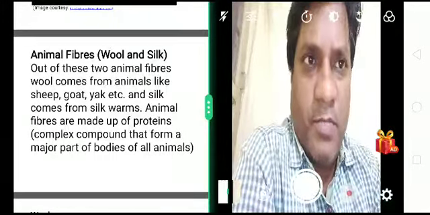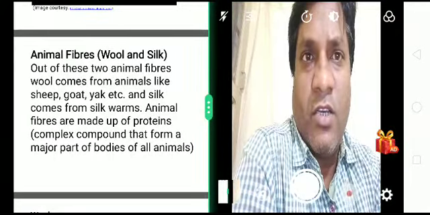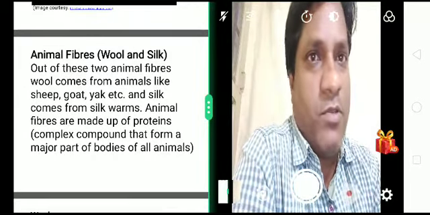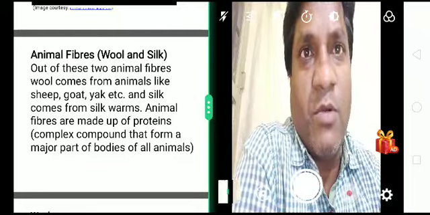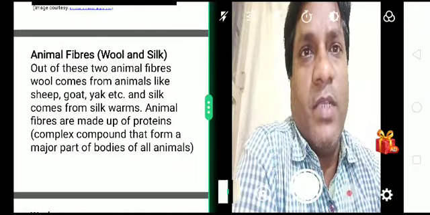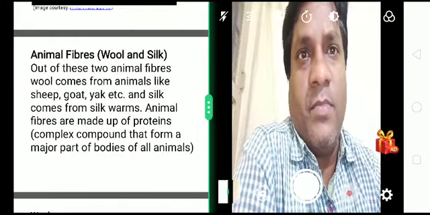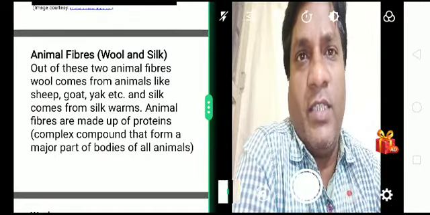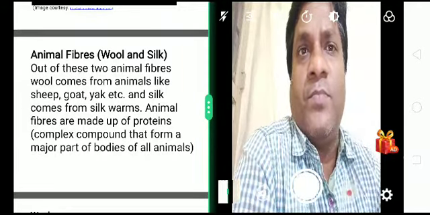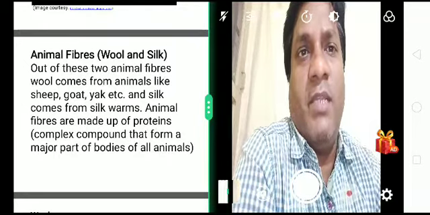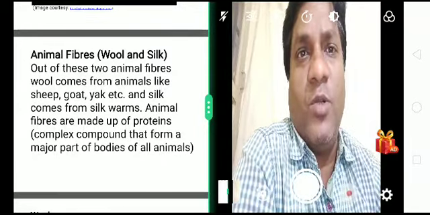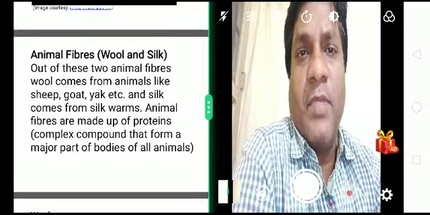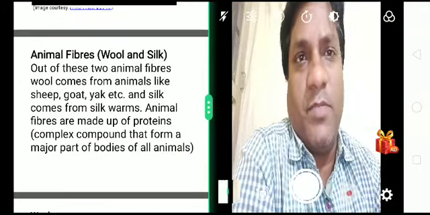This is the main topic for today's session, that is the animal fiber. And in the animal fiber also, today we'll learn about the wool, how wool is obtained. Now, out of these two animal fibers, that is wool and silk, the wool comes from animals like sheep, goat, yak, camel, etc. And silk comes from silkworms.